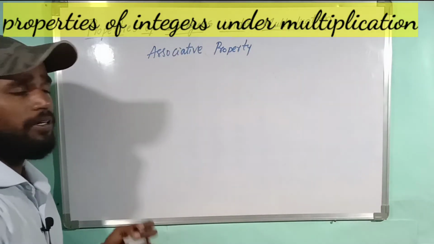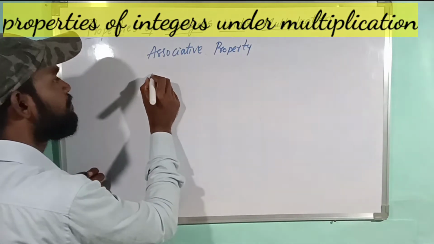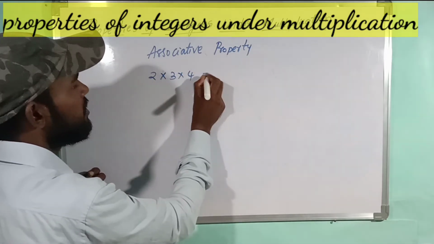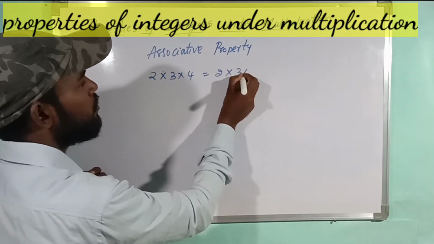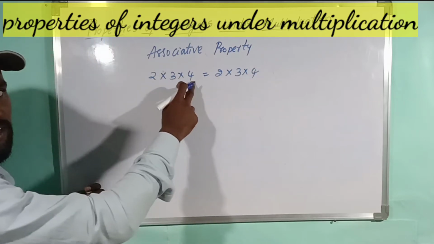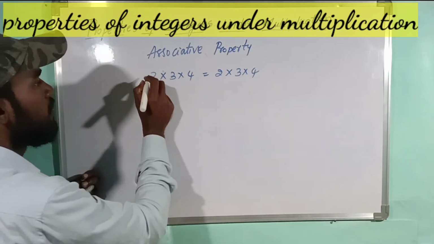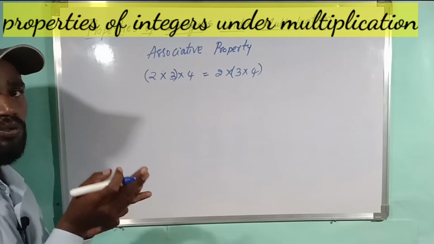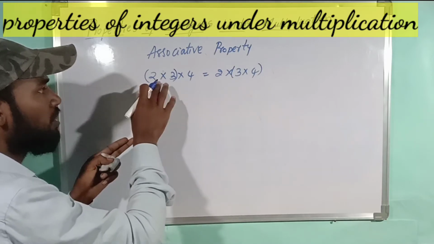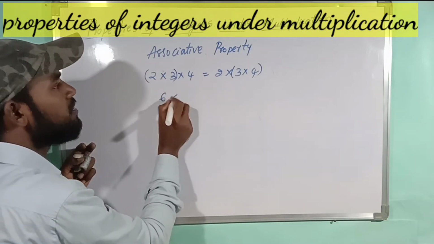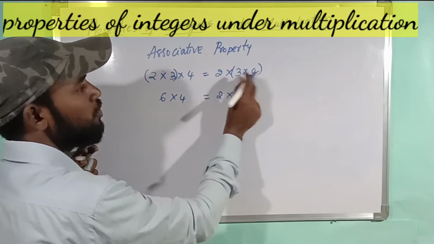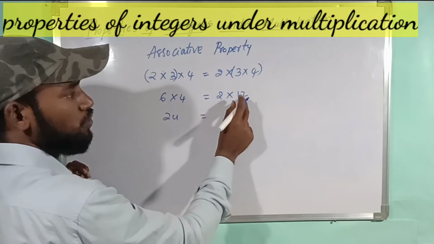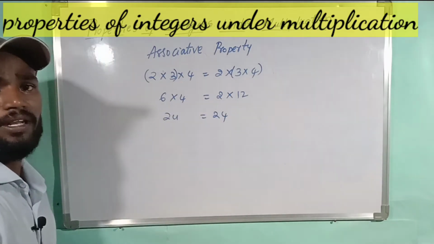Now, associative property. In the associative property we take three integers. (2 into 3) into 4 is equal to 2 into (3 into 4). 1, 2, 3, three integers: 2, 3, 4. According to the BODMAS rule, we first do the bracket part. 2 into 3 is 6, and 3 into 4 is 12. Now 6 into 4 is 24, and 2 into 12 is 24. So here LHS equals RHS.